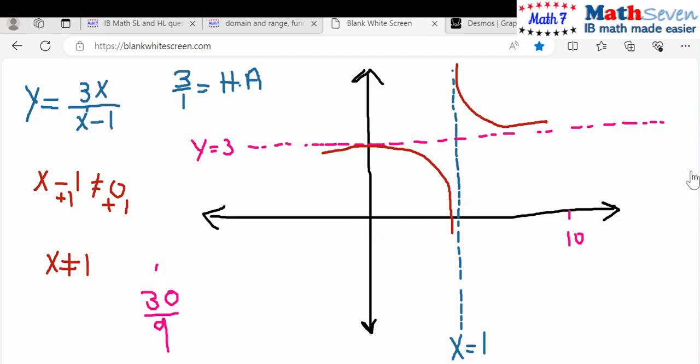So basically the graph is not like this, it's like this, and that one goes like this.